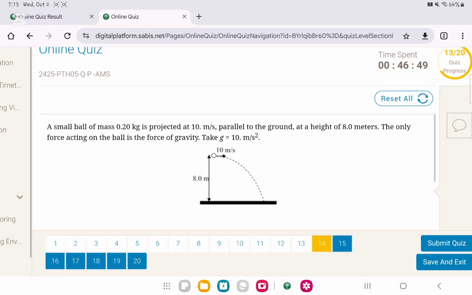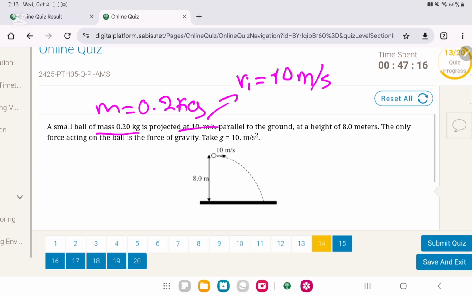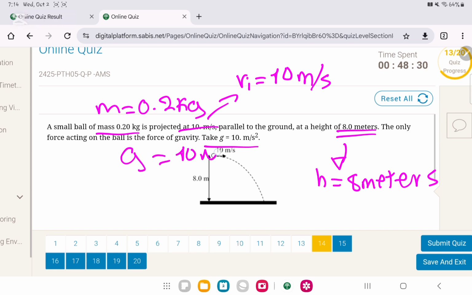Question number 14. A small ball of mass 0.2 kg, so directly we have mass 0.2 kg, is projected at 10 meters per second. So our initial velocity is 10 meters per second, at a height of 8 meters. The only force acting on the ball is the force of gravity. So G is equal to 10 meters per second squared.